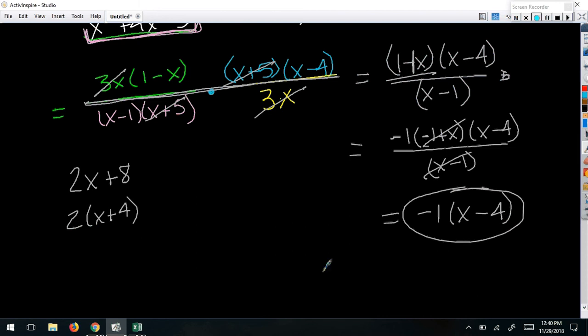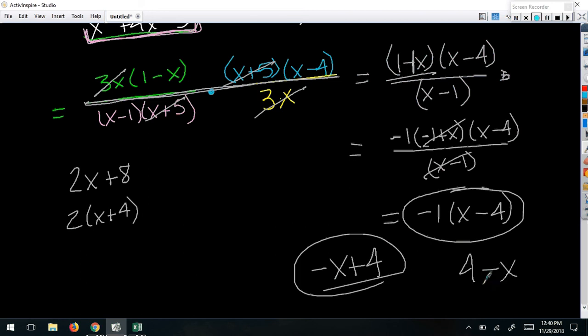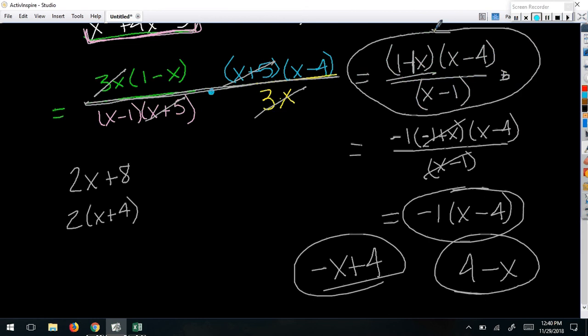You could do -x plus 4, or you could do 4 minus x. Could this be the final answer? Which one? I would like to see you be able to pull that -1 out, but I would accept that. So you would, but you would accept this. Either or, any of those circled would work.